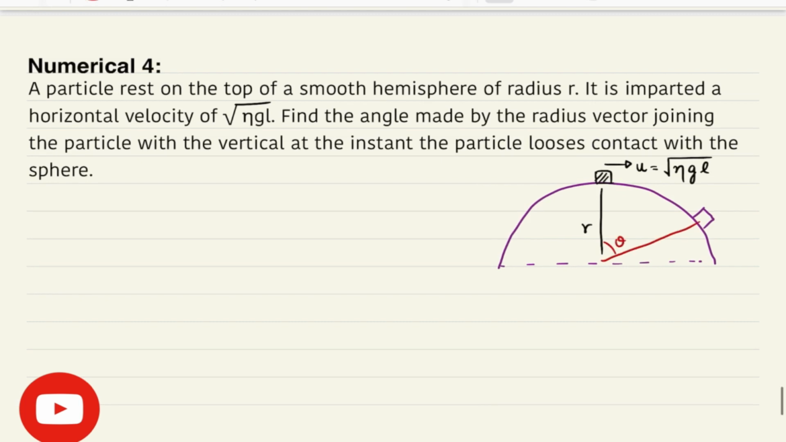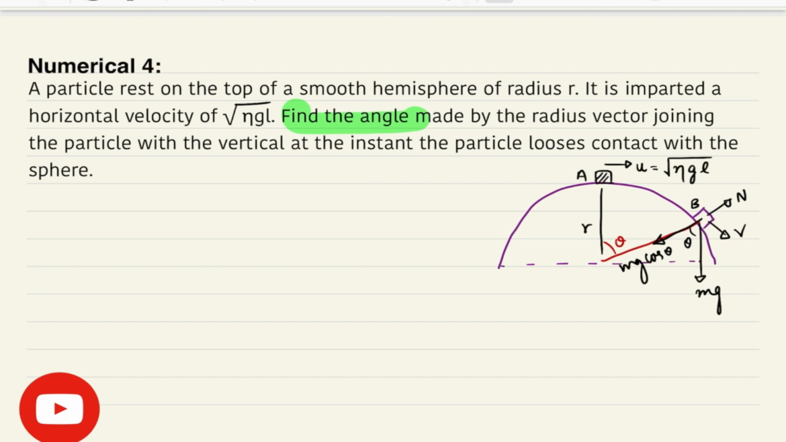So we need to calculate the angle theta, find the angle theta. Okay, let's solve this. Firstly we will draw the free body diagrams. You know that mg is acting downward, so the component of mg towards the center is equal to mg cos theta, and the normal is acting in this direction. So it has some velocity v at, let's say this is point B, this is point A.